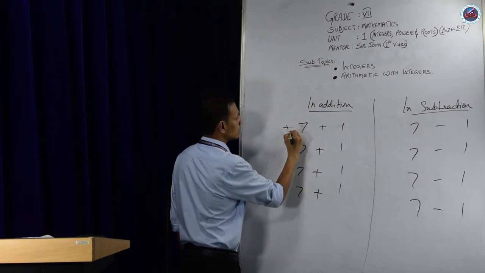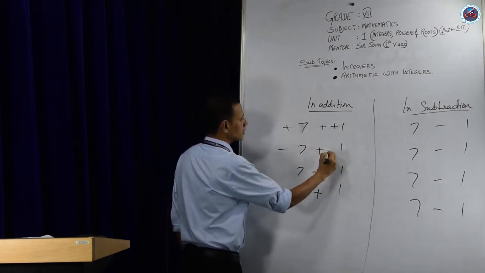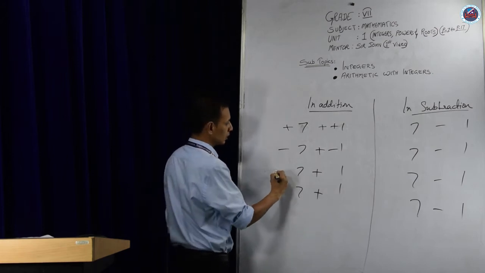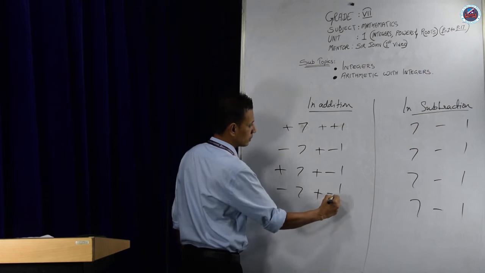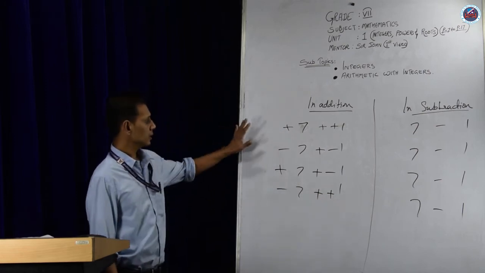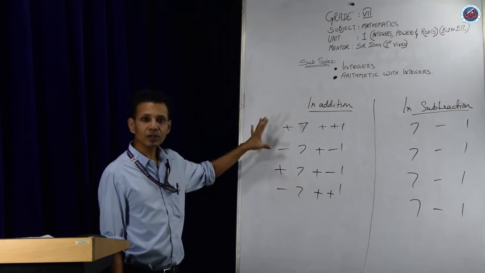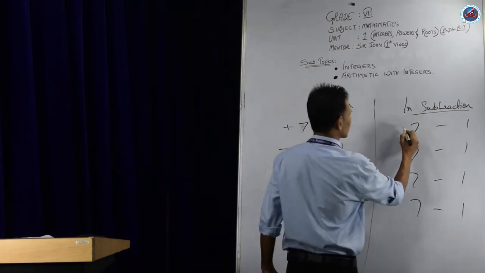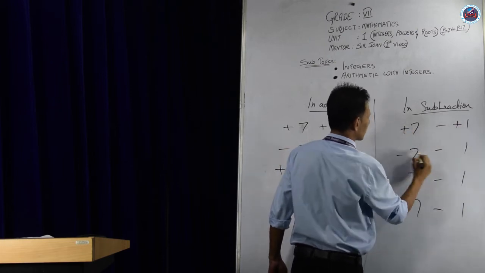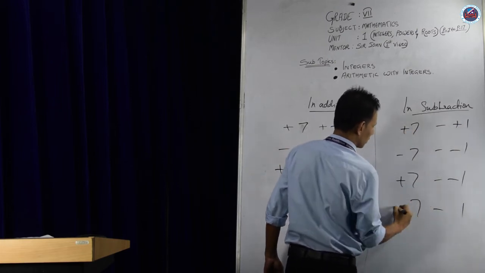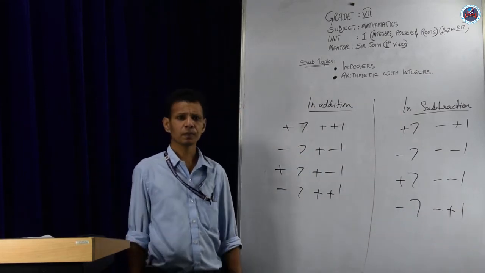Let me first put plus, plus, done. My first sign rule. Minus, minus, second sign rule. Plus, minus, third. Minus, plus. Done. I'm not doing anything different, children. I'm just using the four sign rule here. And I'm going to use those four sign rules over here also. Plus, plus, minus, minus, plus, minus, minus, plus. Done.